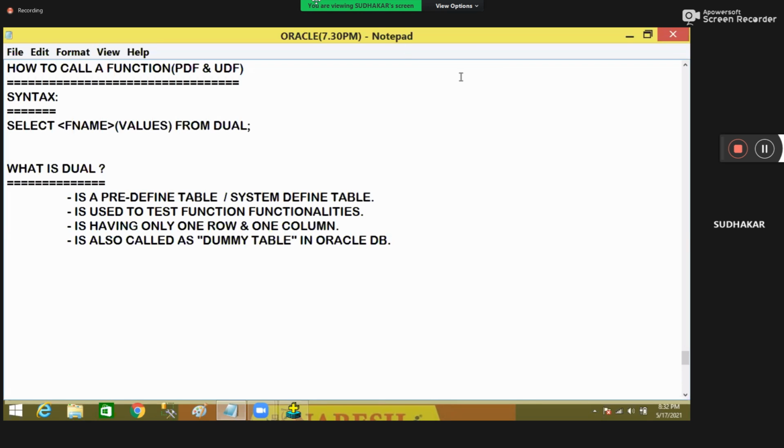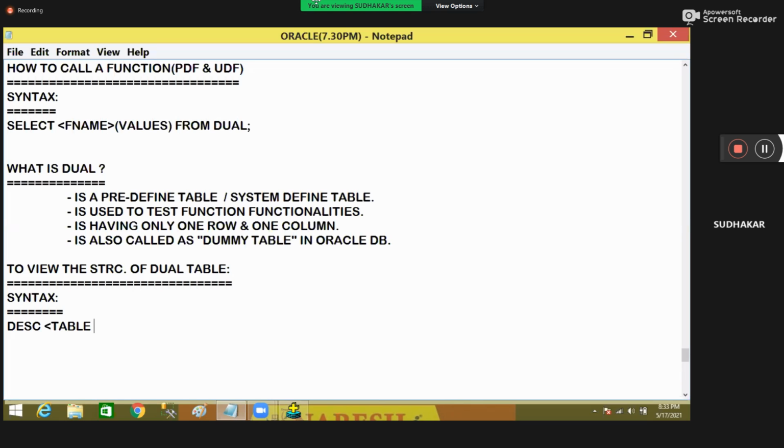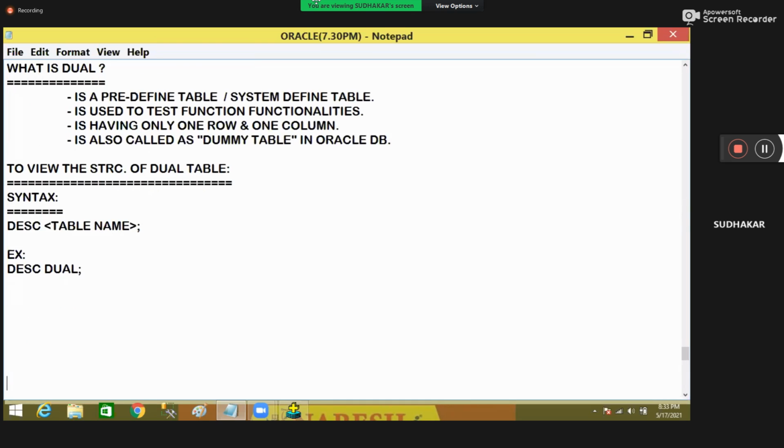So now this is what we call the information about the dual table. Suppose you want to view the structure of the dual table. Generally, how can we see the structure of a table? By using the same syntax, desc, passing the table name. So same to same, desc, and my table name here is dual.